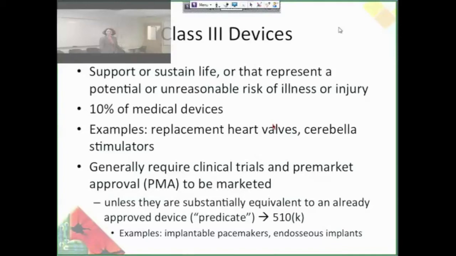Unless they are substantially equivalent to a device that is already on the market, especially if it was before 1976. That already available device is called a predicate, and then you can go through the 510K pathway, so it's a lot faster than the PMA and a lot easier to do. Devices that are substantially equivalent to pre-1976 devices are like implantable pacemakers and dental implants, and also some bone void fillers. But in general, Class 3 devices have to go through the PMA.